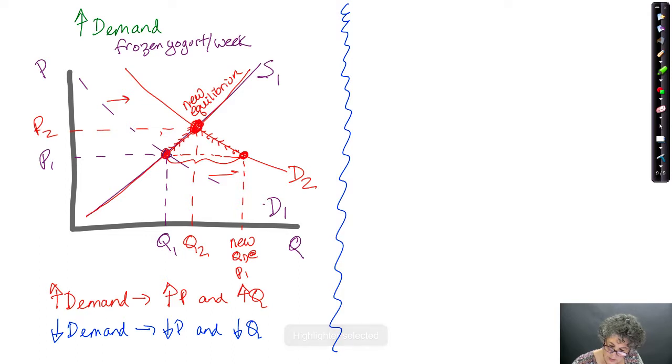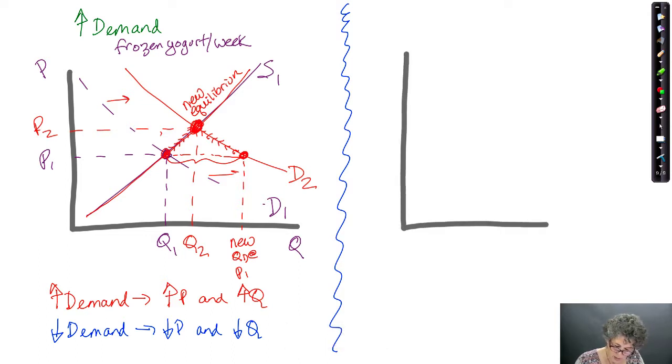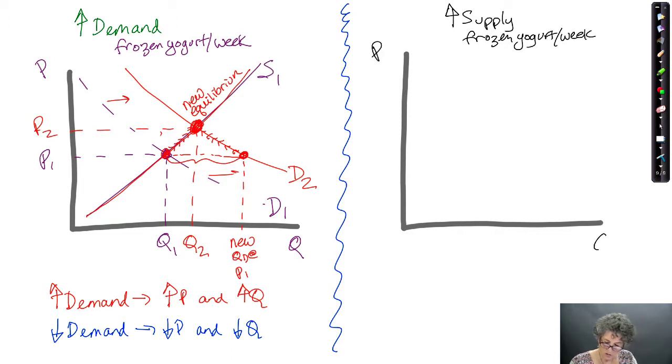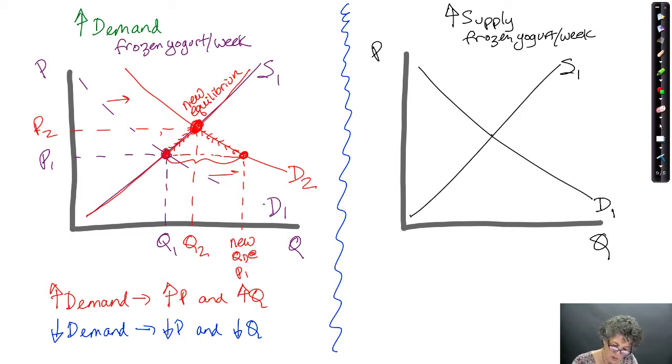Okay, that's cool. Now, what about if we have an increase in supply? Now suppose instead, not also, but instead, again we're looking at the frozen yogurt market. So the amount of frozen yogurt that's sold per week. Price on the vertical, quantity on the horizontal, initial downward sloping demand curve, D1, initial upward sloping supply curve, S1. The initial equilibrium is where those things cross, so price P1, quantity Q1.